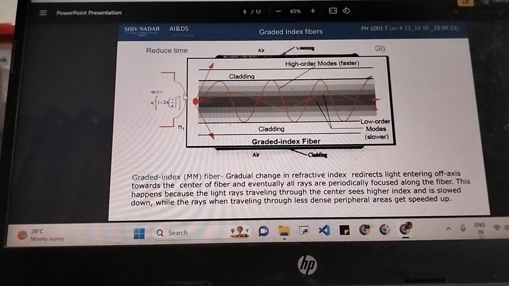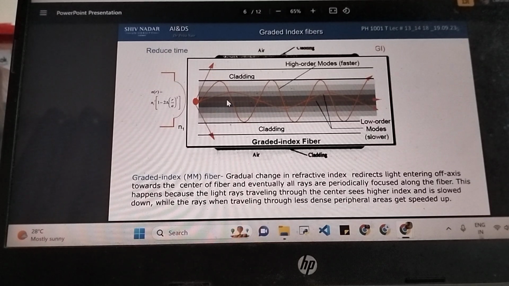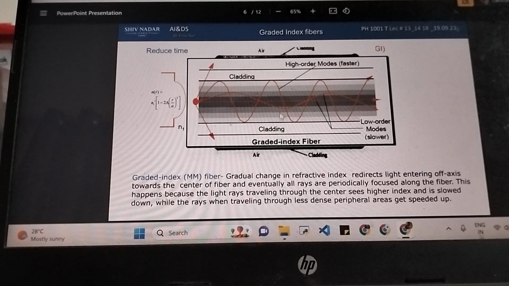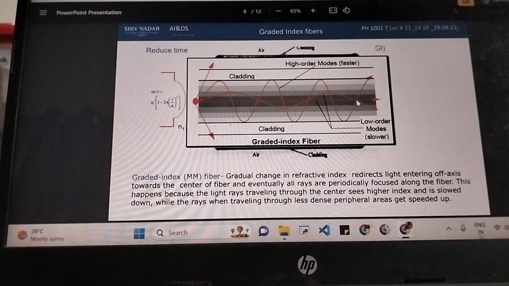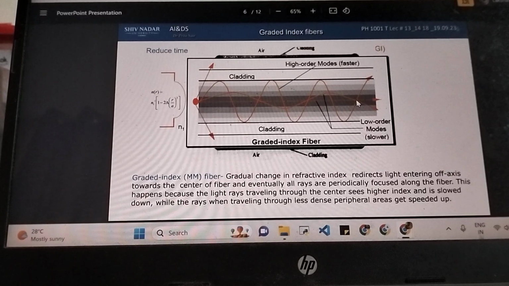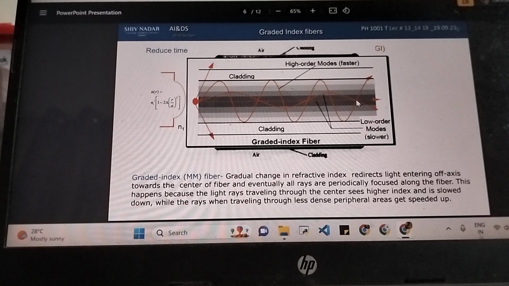How does this help? The central ray is traveling through the maximum refractive index, so it will be slowed down, whereas the ones which are going on the outer sides are traveling through comparatively lower refractive indices, so they will be speeded up a bit. So this one slows down, meanwhile these ones speed up, so at some point they will all reach the destination at the same time, they converge. So although there are different modes, the time difference between them is minimized by using this graded index method.